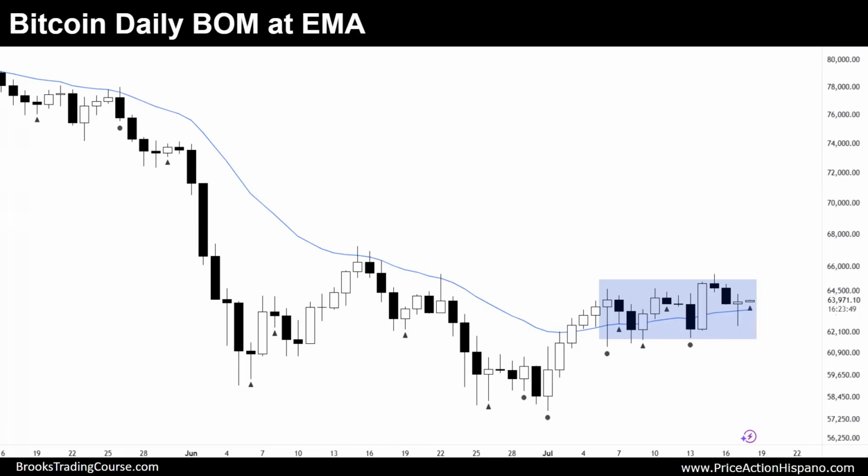What makes a breakout mode pattern at the exponential moving average such an interesting pattern? Stay with us and you will discover it.